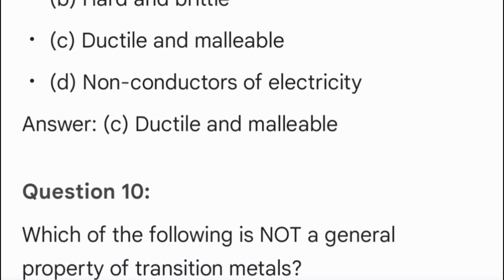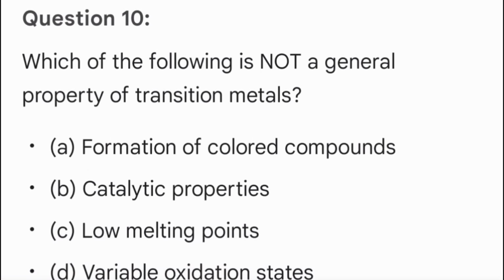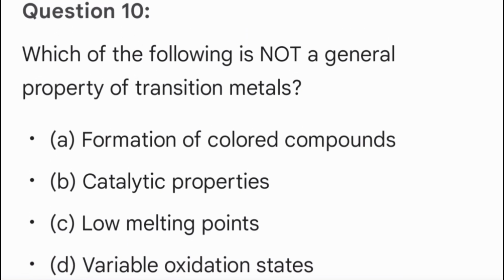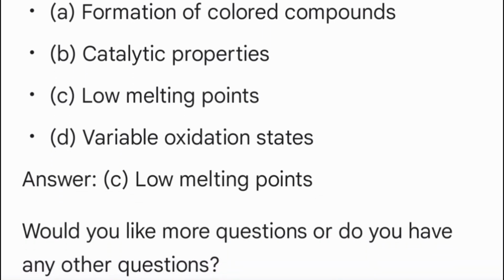Question 10. Which of the following is not a general property of transition metals? A. Formation of colored compounds. B. Catalytic properties. C. Low melting points. D. Variable oxidation states. Answer. C. Low melting points.